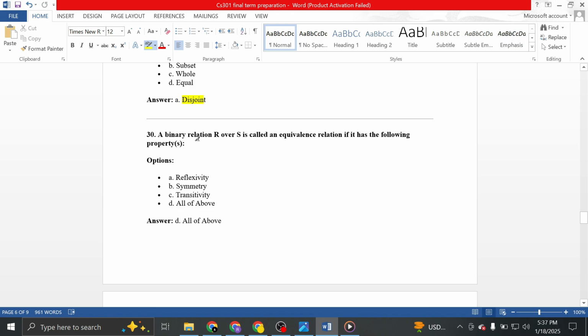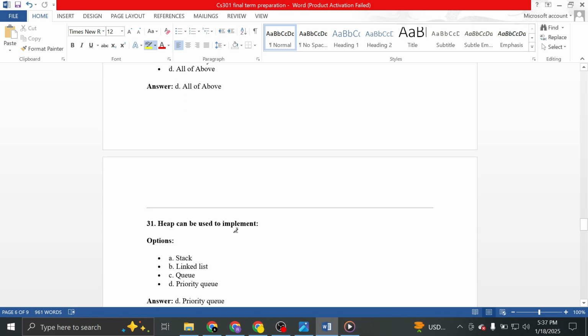Question 30. A binary relation R over S is called an equivalence relation if it has the following property. Options: A. Reflexivity, B. Symmetry, C. Transitivity, D. All of above. Answer: D. All of above.